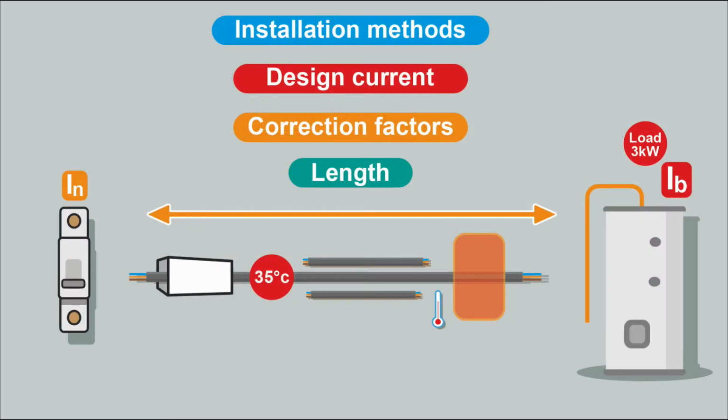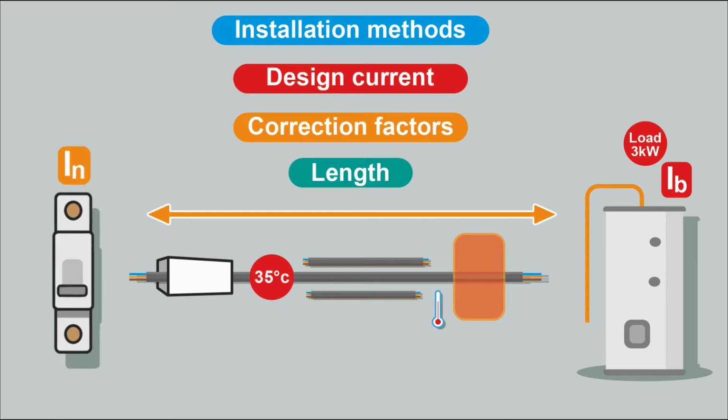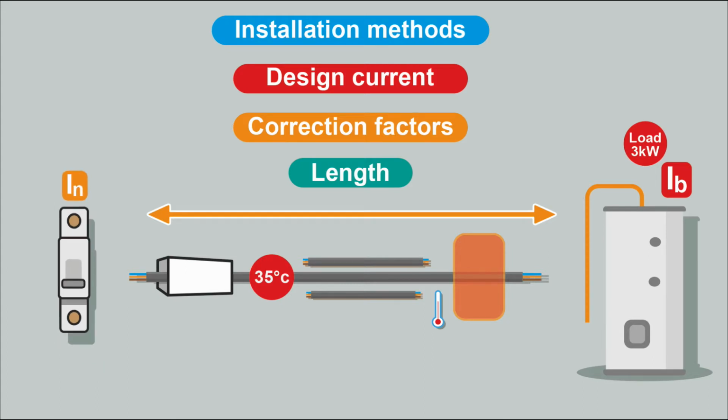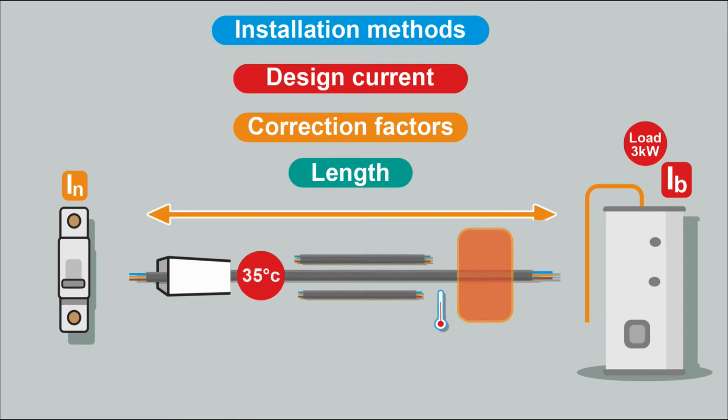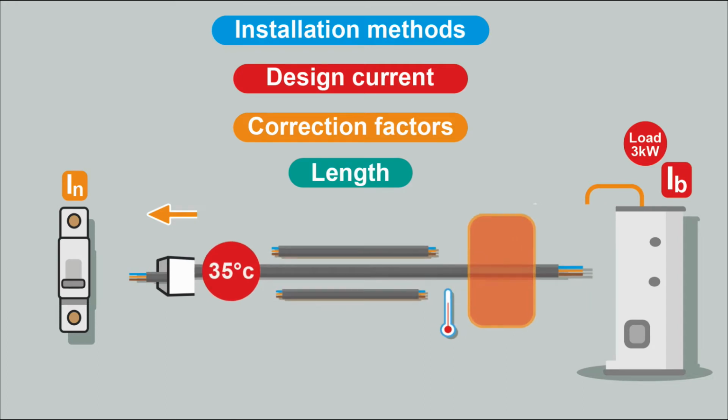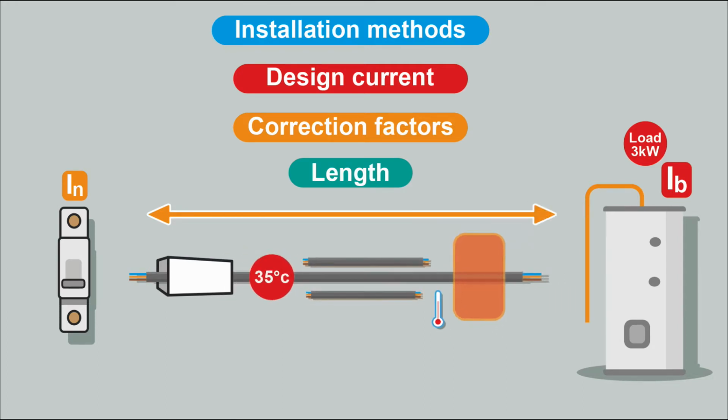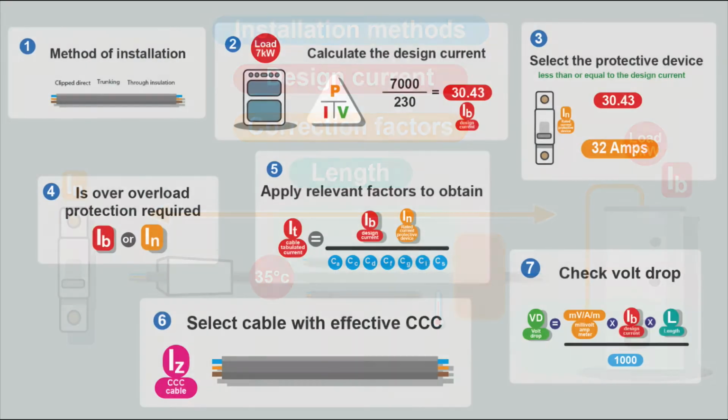So we need to calculate what cable size we need to get the power from the MCB to the final load. So the important things are the design current, the actual load, the installation methods, how we put the cable in the building, any correction factors, any stresses on the cable, and the length of the run. Installation methods and correction factors can have a massive effect on the cable. We have to consider each circuit individually and consider any stresses on the cable, any thermal effects, any heating effects.